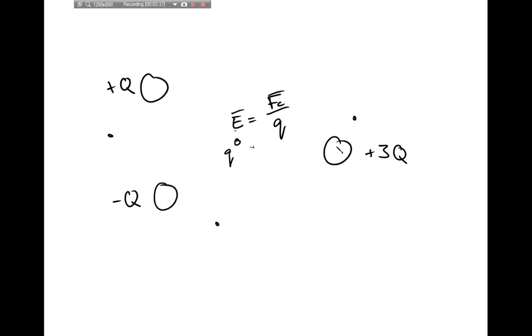So for every point in space, there is an electric field, and that electric field describes the force that would be exerted on a charged particle if you were to add it to that point in space.